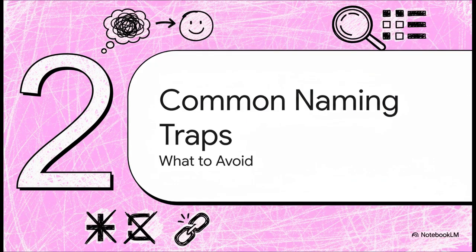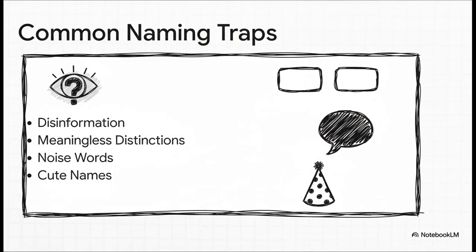So we've seen what good naming looks like. It's clean, it's clear. But to truly master this, we also have to understand what not to do. So let's dive into some of the most common naming traps that can make our code an absolute mess. We're going to focus on 4 major pitfalls here. First, leaving false clues, which is just disinformation. Then there's making meaningless distinctions, using empty noise words that don't add any value, and my personal favorite to warn people about, using cute names.